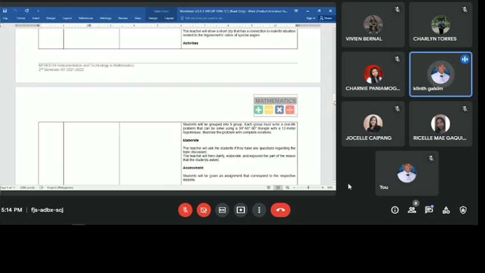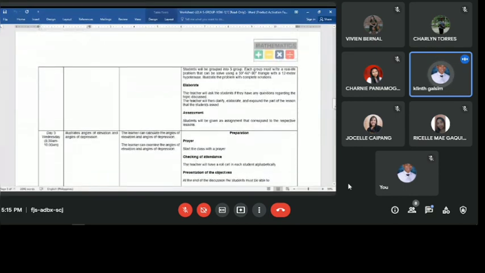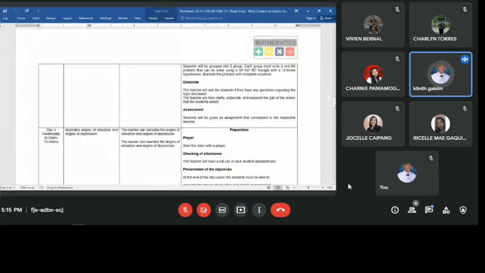Next, the teacher will ask the students if they have any questions regarding the topic discussed, and then the teacher will clarify, elaborate, and expound the part of the lesson that the students ask. And then lastly, the teacher will assess the students, and they will be given an assignment that corresponds to the respective lesson.